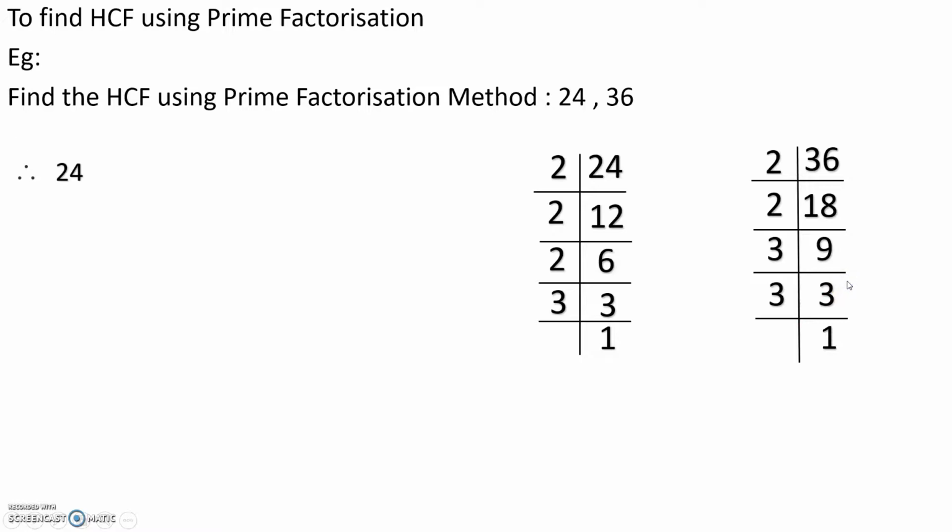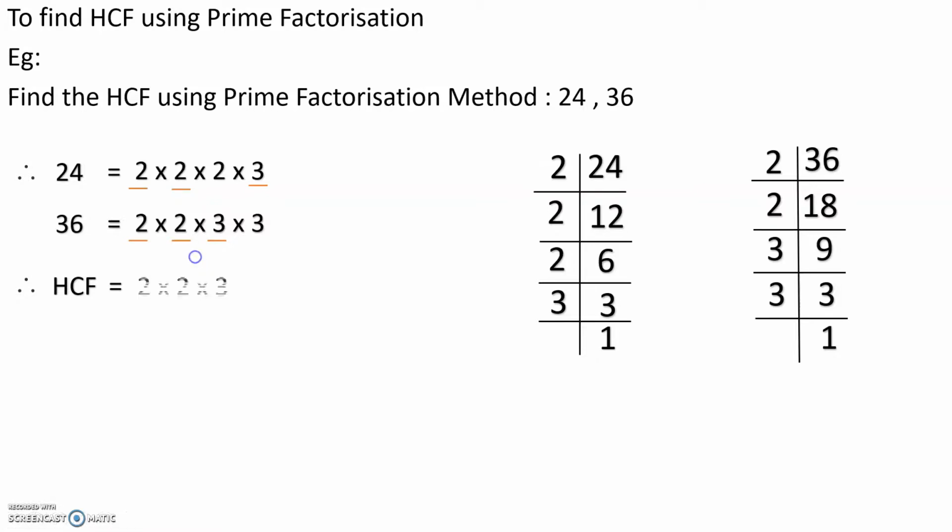Therefore, 24 is equal to 2 into 2 into 2 into 3. 36 is equal to 2 into 2 into 3 into 3. Now we'll find the common numbers. See, these two are common, again these two are common, and then 3 is common, right? So we'll write HCF is equal to the underlined numbers, 2 into 2 into 3. So we'll multiply: 2 2s are 4, 4 3s are 12.